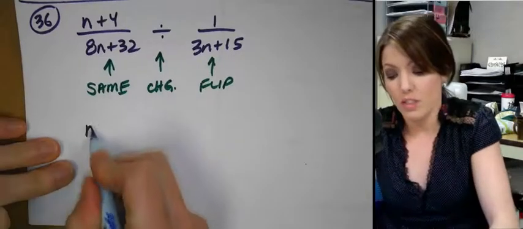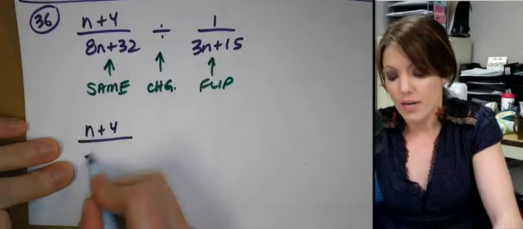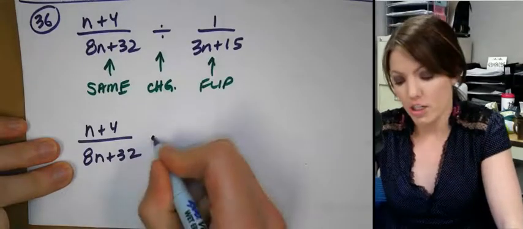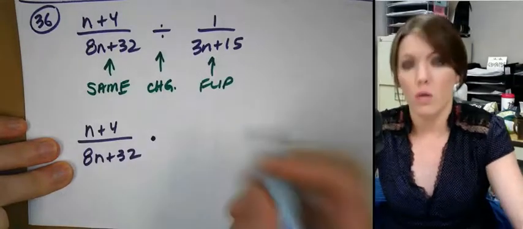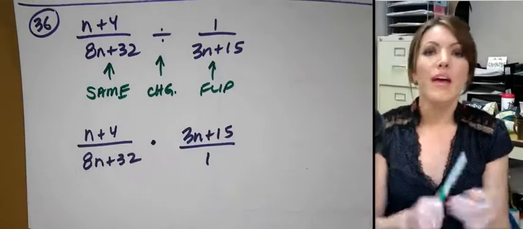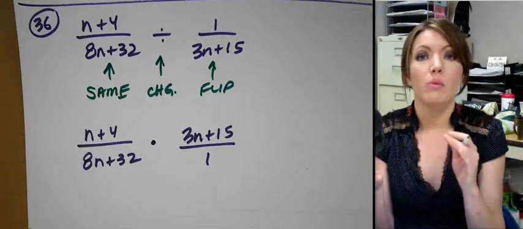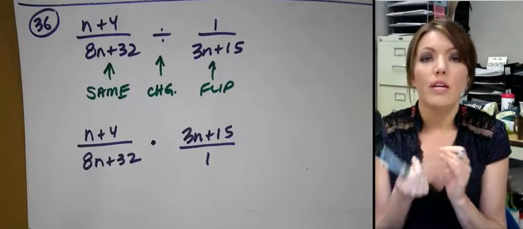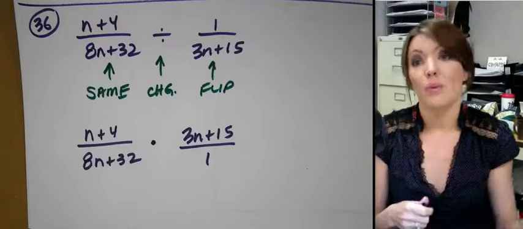That means you keep the first fraction exactly the same. So that's what we're going to do, n plus 4 over 8n plus 32. We're going to change the division to multiplication, and then we're going to flip the second one completely. So this becomes 3n plus 15 over 1. And then we're back to the same thing we were doing before. We are going to factor each individual numerator and denominator and see what cancels.